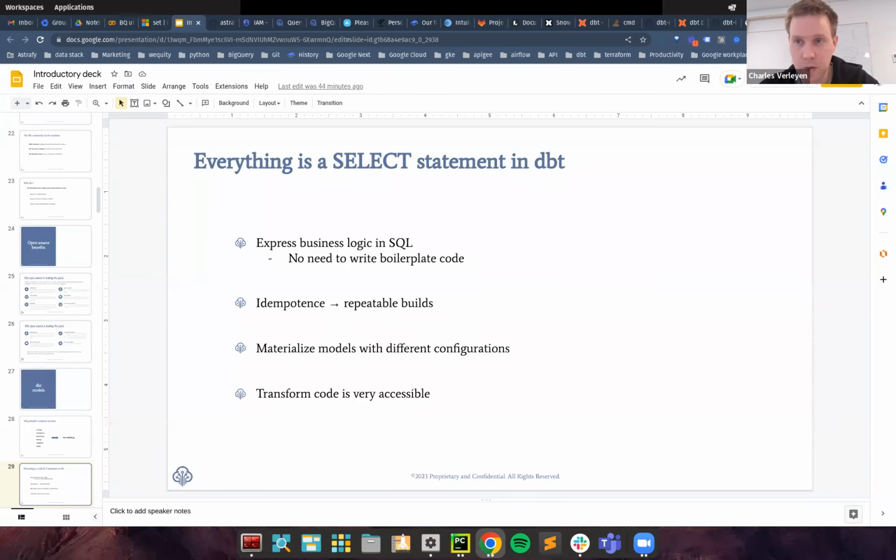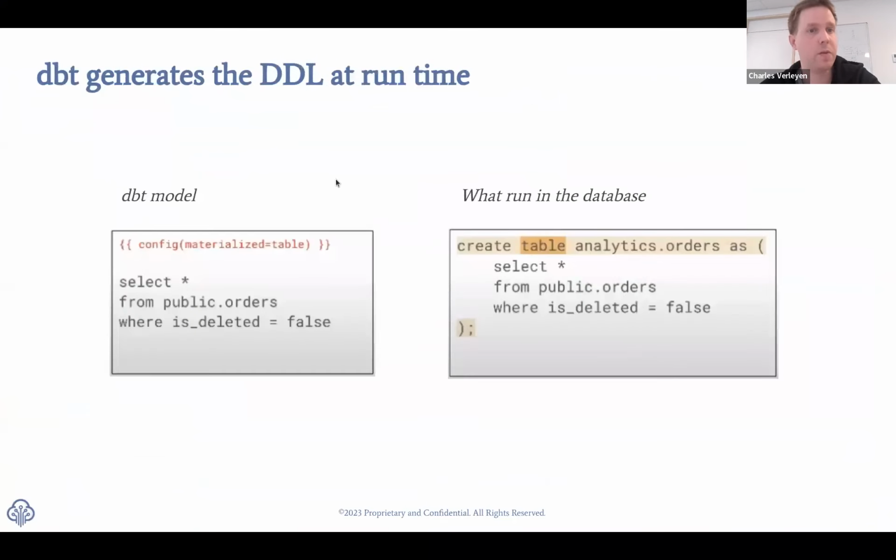Let me go back into the slideshow mode. So DBT generates the DDL at runtime, as I mentioned. The DBT model will look like something here on the left: select star from a table, and then DBT would wrap that into a DDL statement to create your table. So you don't have to take care of it.